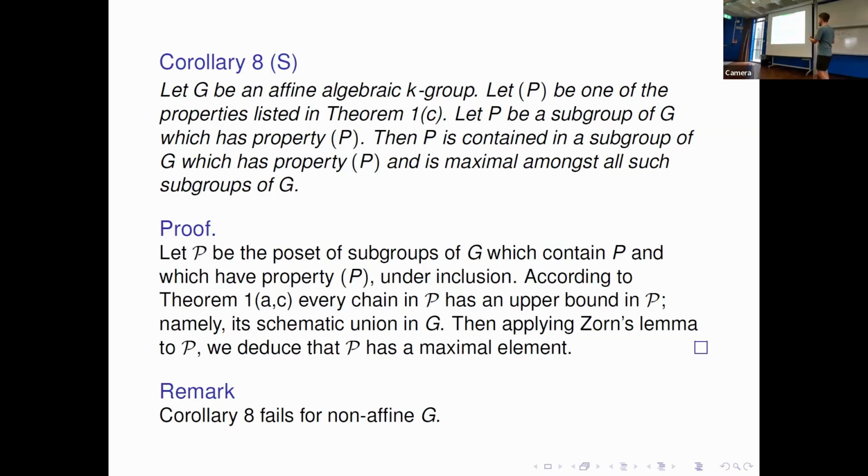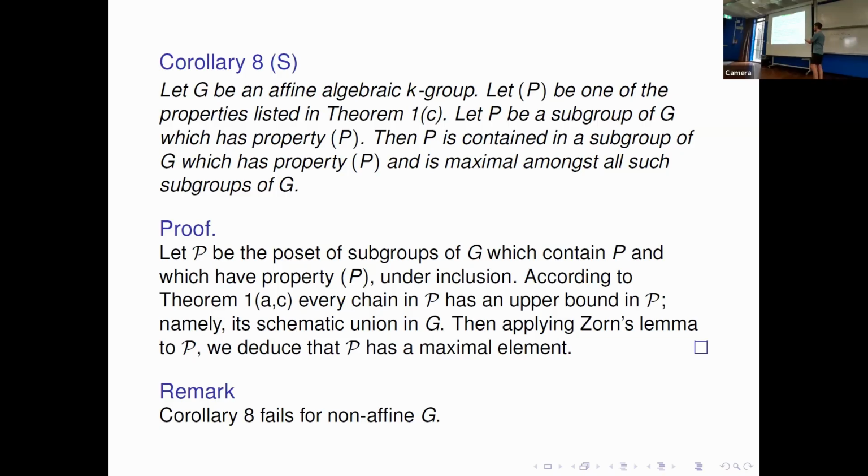Okay, so let's flick back for a second. Remark: it fails for non-affine G, by which I mean the unipotent statement fails and the multiplicative type statement fails. The unipotent counterexample was the supersingular elliptic curve, which I mentioned. For multiplicative type, an ordinary elliptic curve would be a counterexample. But the rest of the theorem, I think, still holds.